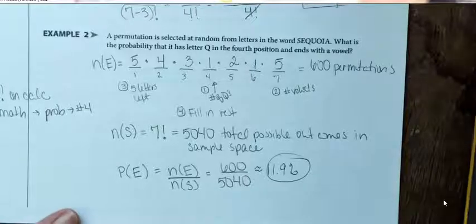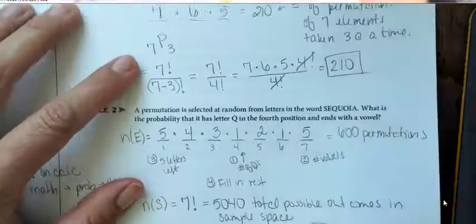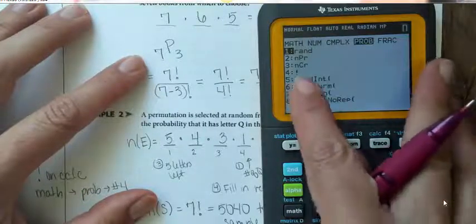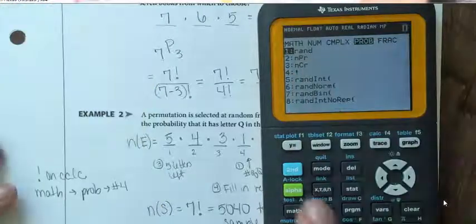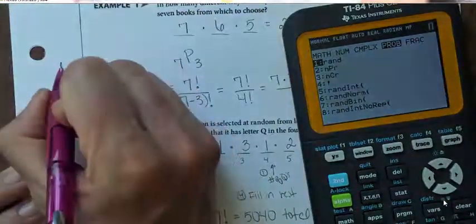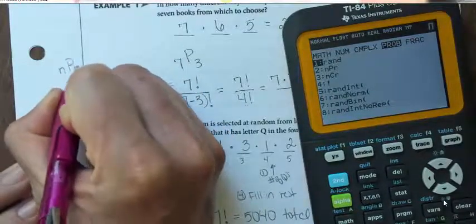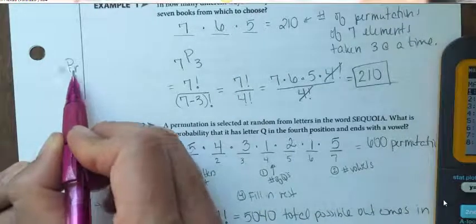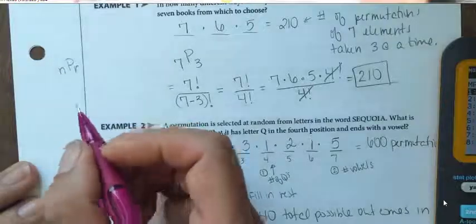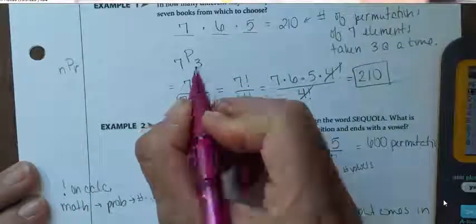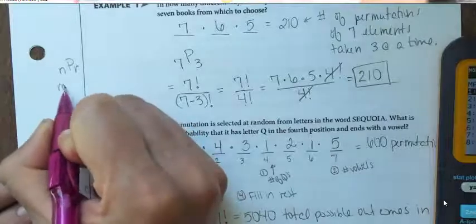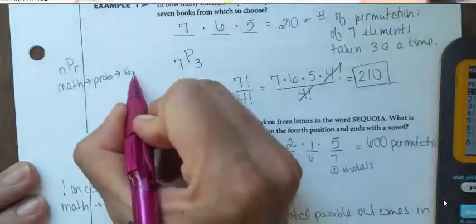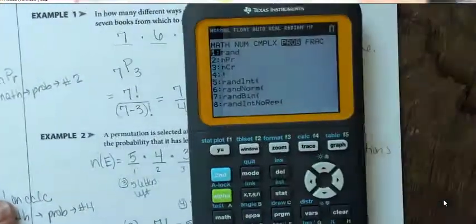Now let's just go back over one more thing. For example, up here, if you notice when we went to math, probability, notice that we've got the permutation, the nPr. For the nPr, that's the number of elements that you have, and how many you're going to choose at a time. So you're going to go to math, and then probability, and that was number 2. Okay, so I'll show you how to do that right now.